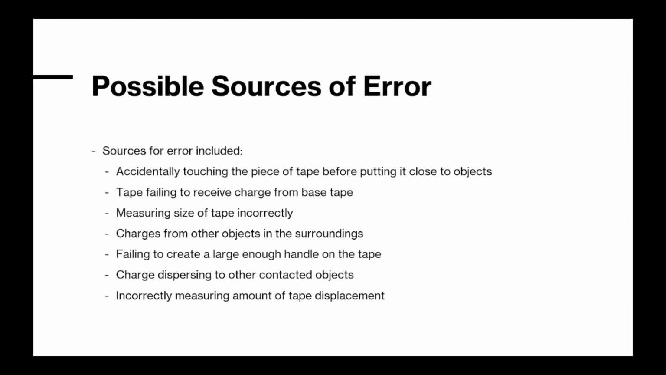So some possible sources of error include accidentally touching the piece of tape before putting it close to objects, tape failing to receive charge from base tape, measuring size of tape incorrectly. The charge was dispersing to other contacted objects potentially, or we just incorrectly measured the amount of tape displacement.